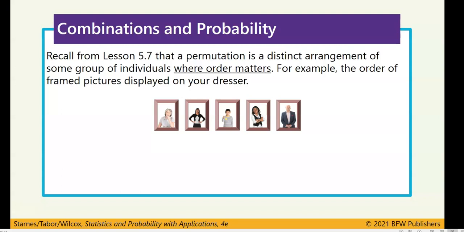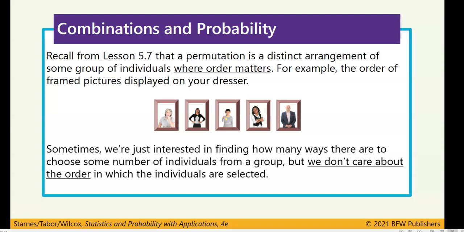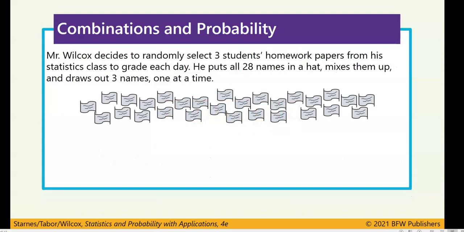So if you had those 5 picture frames, you want to see how many different orders, it'd be 5 factorial, 5 times 4 times 3 times 2 times 1. I call that the slot method, right? So you just fill in the slots and you got it. If order doesn't matter, then choosing some number of individuals in a group is a different question. You have to use a different approach.